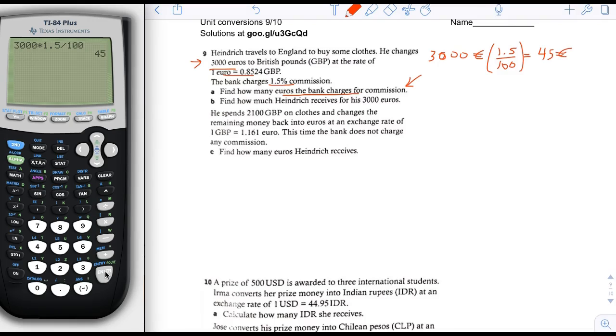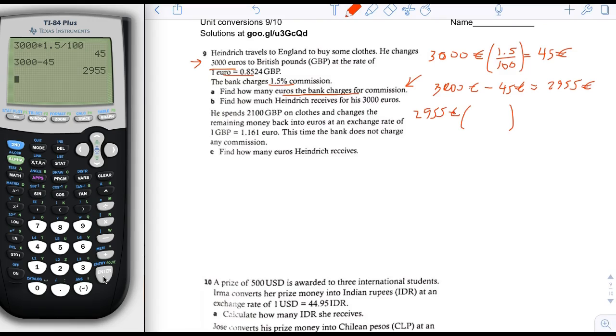Okay, next thing. Find how much Heinrich receives for his 3,000 euros. First of all, you've got to subtract out the commission. So 3,000 minus 45 is equal to 2,955. Okay. So we want to know what 2,955 euros is after the conversion.